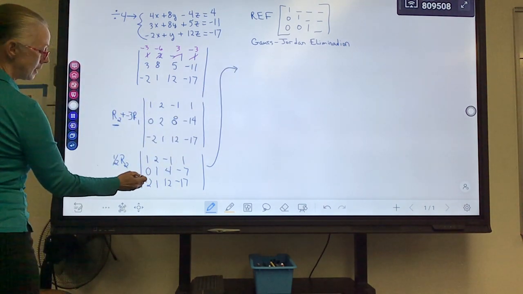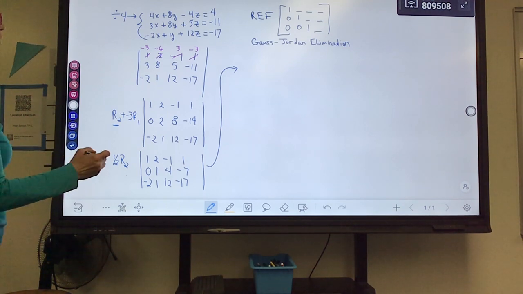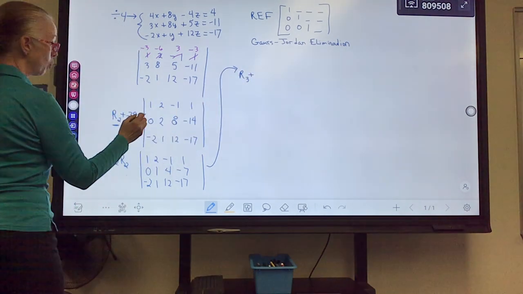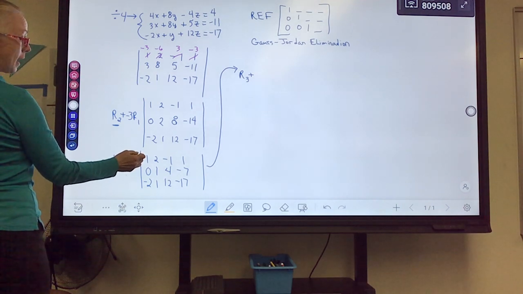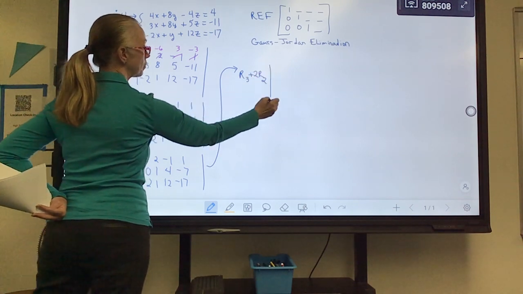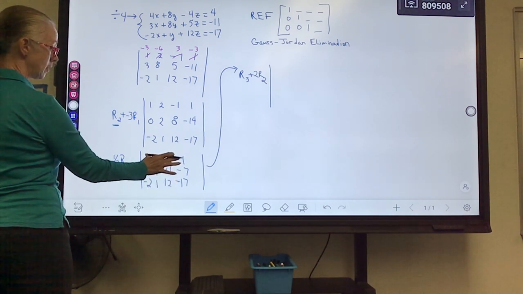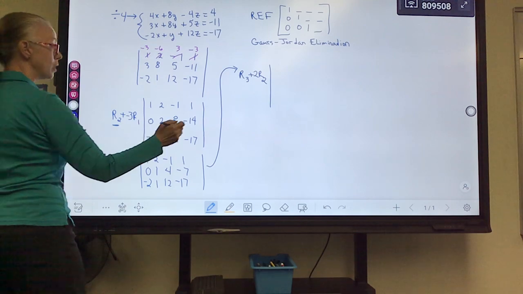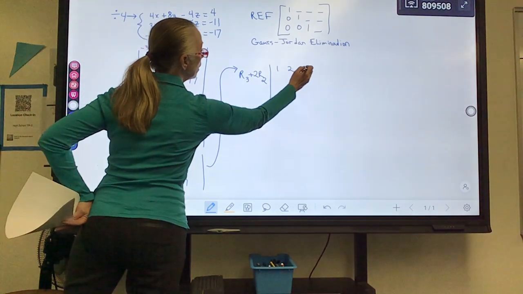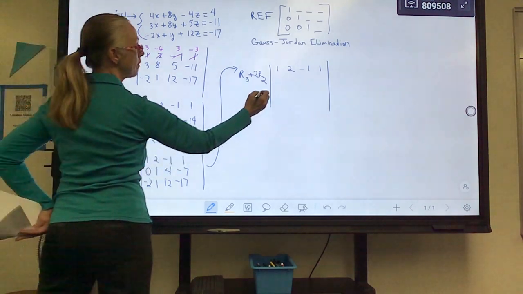I still need to get the 0 down there in row 3. So I'm going to use row 1 again. So I'm going to change row 3 by adding it to row 1, and I'm going to multiply that just by 2. So 2 row 1. What this means is that only row 3 is going to change. So I'm going to copy row 1 and row 2 into my matrix. So that's 1, 2, negative 1, 1. And then 0, 1, 4, negative 7.